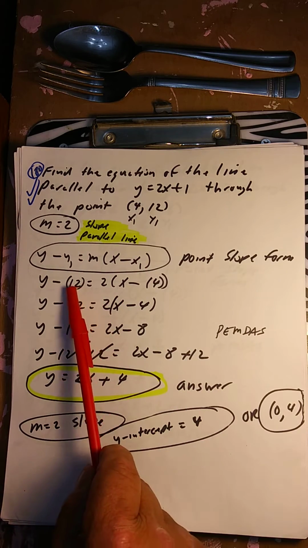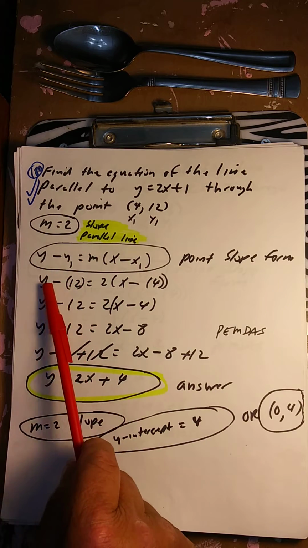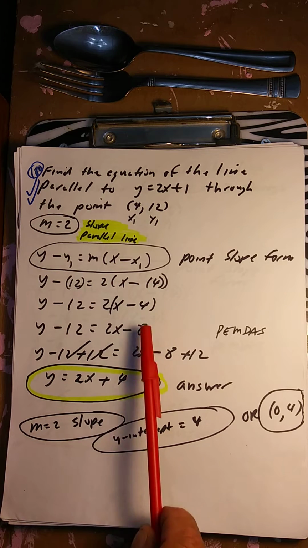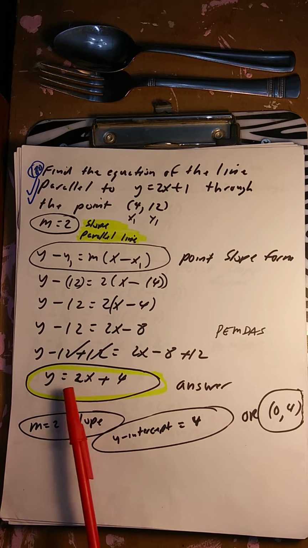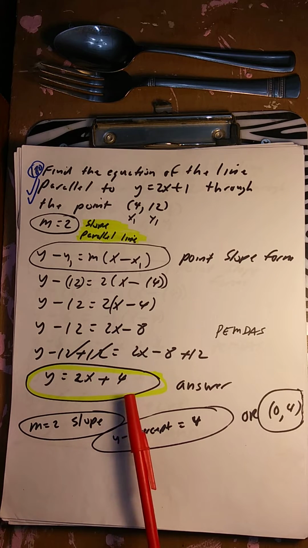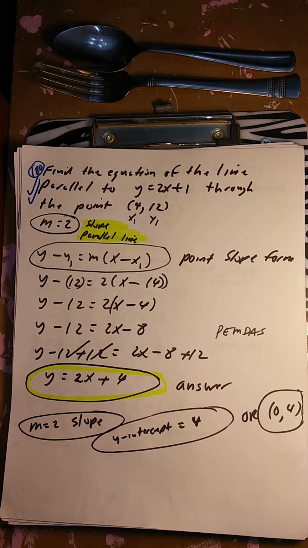Put in the point-slope formula. So we're going to have y minus 12 equals 2 times x minus 4. So that's going to give you 2 times that is 2x. That's going to be negative 8. Add 12, add 12. So y equals 2x plus 4. So the slope is what? 2. So it's parallel. And it has the y-intercept 4 or there.